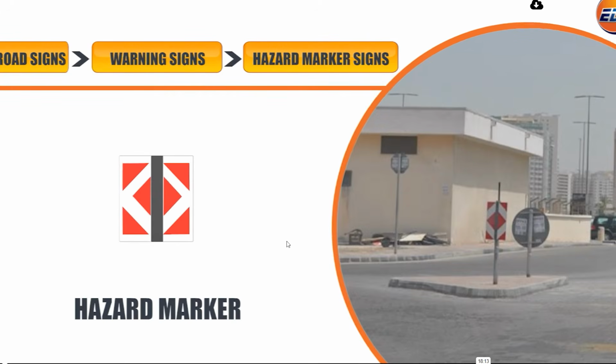Hazard marker. This sign is used to divert the traffic to pass either side from traffic island. Hazard marker sign can be found at junctions, traffic signals, service roads and beginning of the slip lanes.